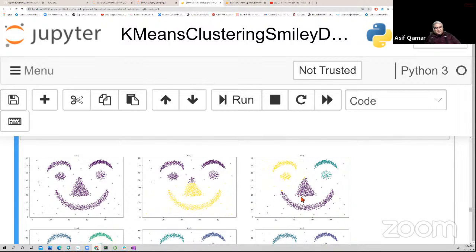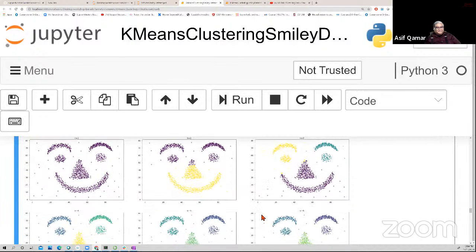Then you go to k is equal to 3. Now one eye and eyebrow are one cluster, the other eye and eyebrow another cluster. The nose and the lips are a cluster. And if you really think about it, this is the best you can do, isn't it? So this at least is reasonable.